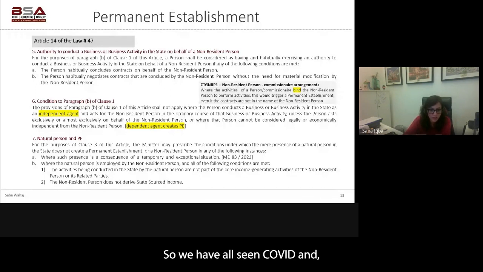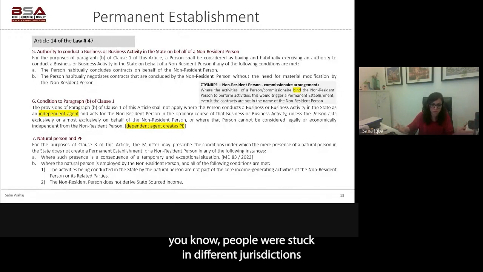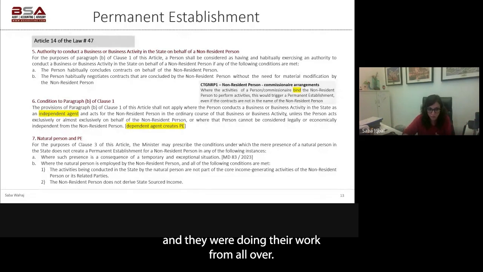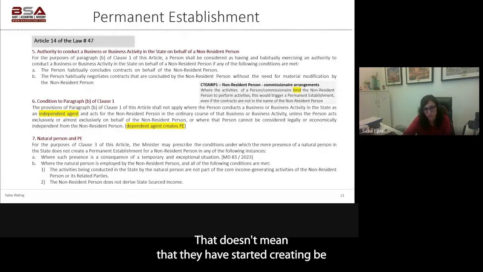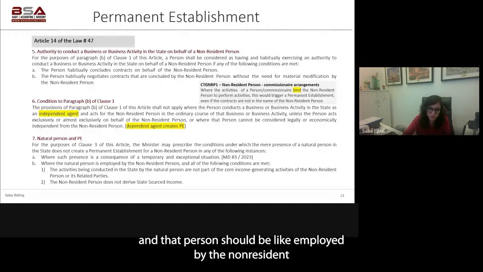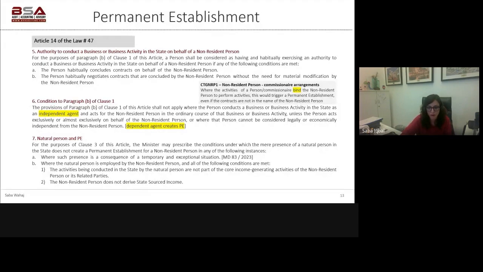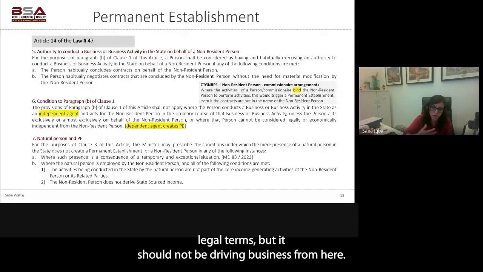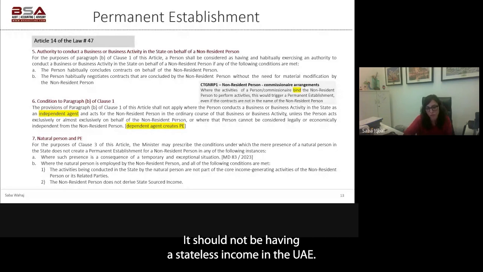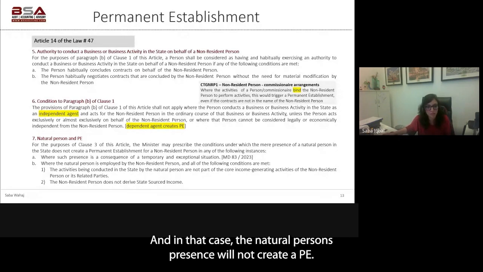So we have all seen COVID, and people were stuck in different jurisdictions and they were doing their work from over there. It doesn't mean that they have started creating PE. And that person should be employed by the non-resident, and should not be carrying out core income-generating activity, in legal terms, and should not be deriving business from here. It should not be having a state source income in the UAE, and in that case the natural person's presence will not create a PE.